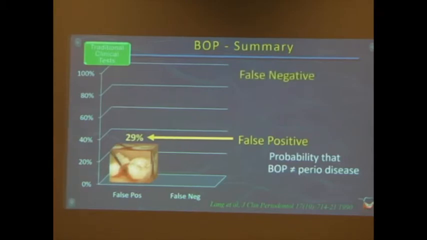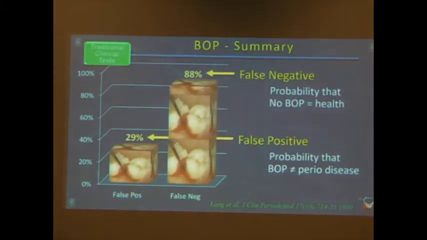Worse, false negatives. A false negative is the likelihood that it doesn't bleed on probing and the patient is, in fact, healthy. Bam. 88% of the time, that is wrong. 88, that's almost 9 in 10 times when the patient does not bleed, there could, in fact, be an infection present. So bleeding on probing as a risk assessment tool, it isn't worth the time it takes to do. You've got to do it because the insurance companies mandate that you do it, but as a clinical decision point, worthless.